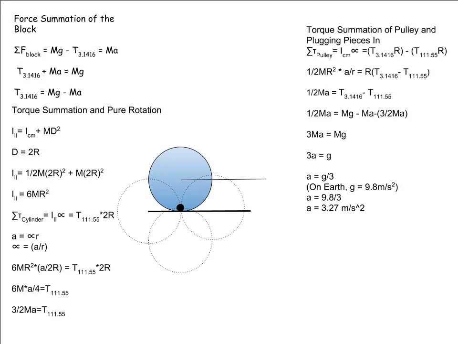Our next step was to sum torque for the pulley, and we ended up calculating that 1/2 ma is equal to tension 3.1416 minus tension 111.55. Substituting in the previously found tension values allowed us to solve the equation for acceleration, which equaled g over 3, or on Earth, 3.27 meters per second squared.